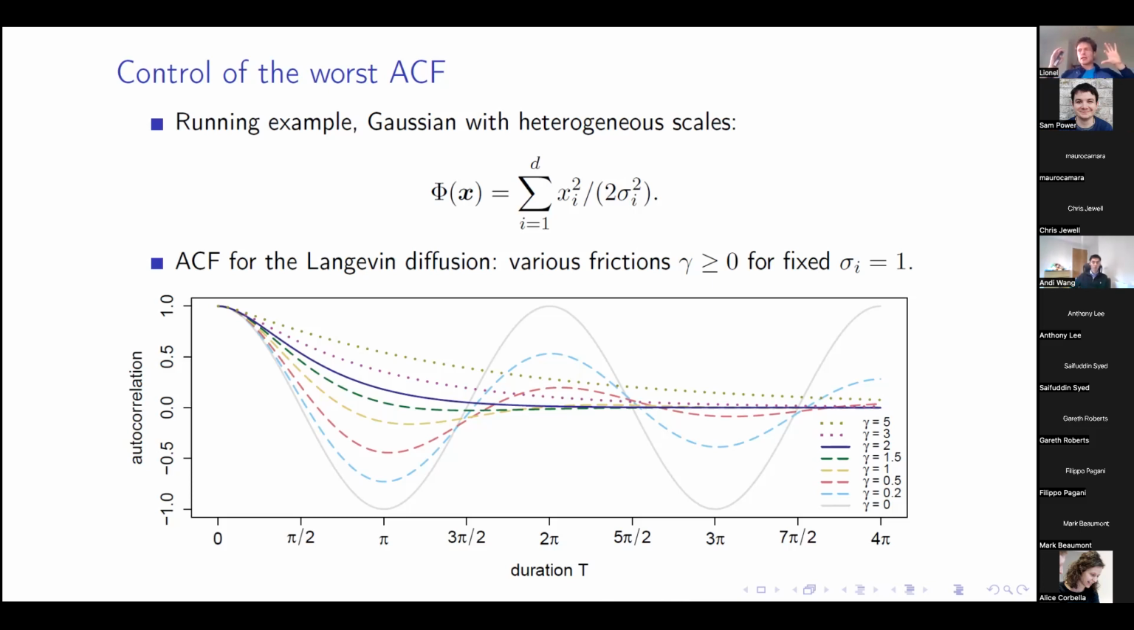Right? So this first-order autocorrelation can be plotted as a function of the integration time we choose in the algorithm. And as you can see here, there are different behaviors depending on the choice of damping parameter. So when damping is equal to 0, we recover perfectly deterministic Hamiltonian trajectories, and therefore we simply recover the cosine function.